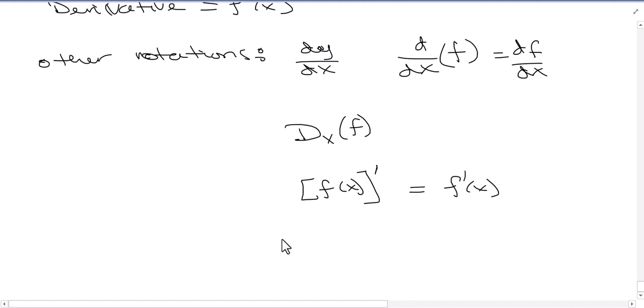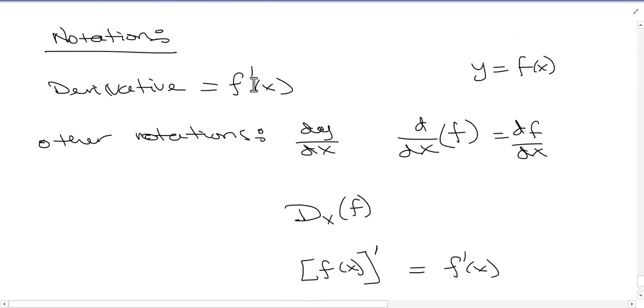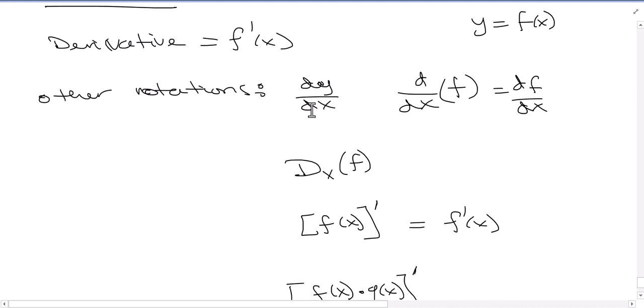This is used when we have multiple functions, like if I had f of x times g of x and I want to find the derivative of that. So you'll see this when the function inside is more than just one thing. So these are different notations, they mean the same thing. So the standard one is f prime of x, but you will see dy/dx quite a bit and df/dx as well.